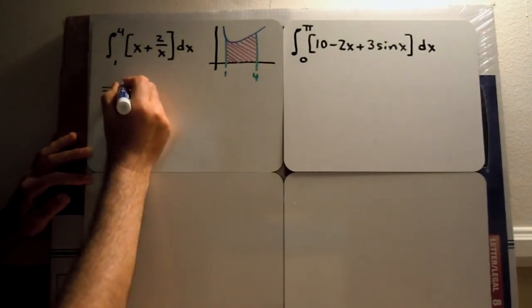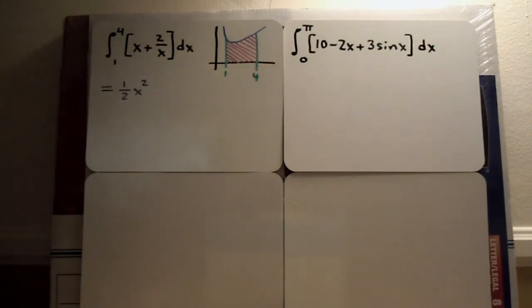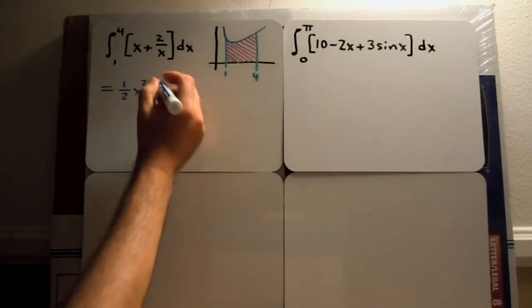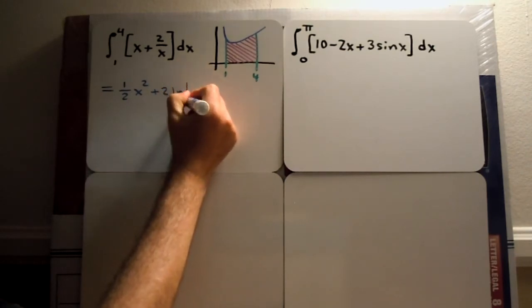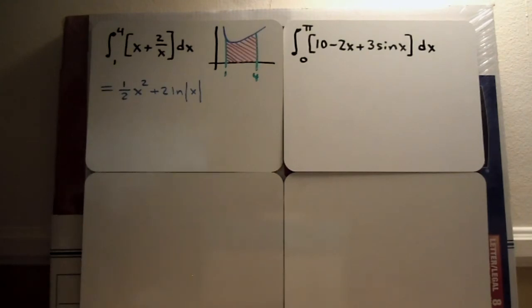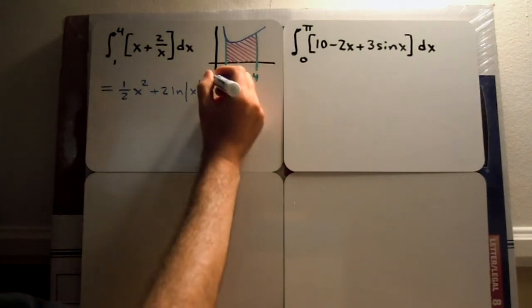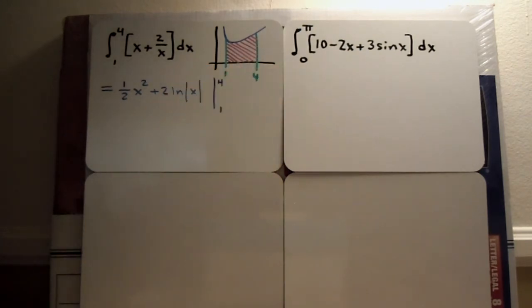The integral of x is a simple one, 1/2 x squared. And the integral of 2 over x would be 2 times the natural log of, technically, the absolute value of x. But we have values which are positive anyway, 1 and 4. And then we would evaluate that integral from 1 to 4. And do remember that when you do a definite integral, it is not necessary to put the plus c because you are evaluating it at endpoints.